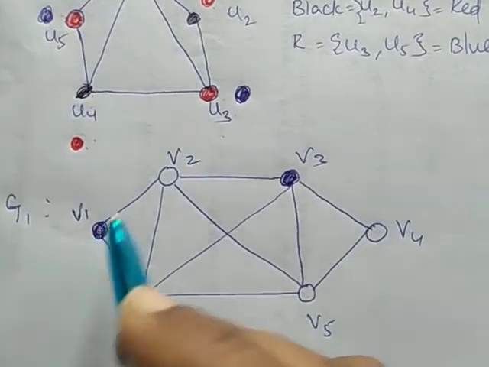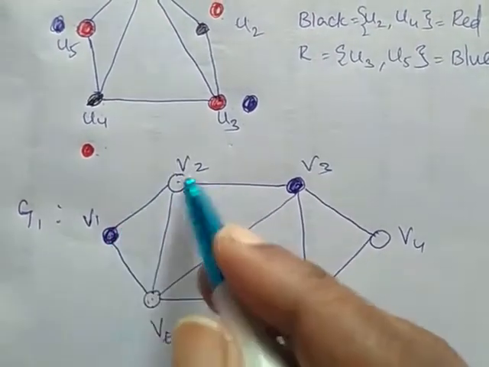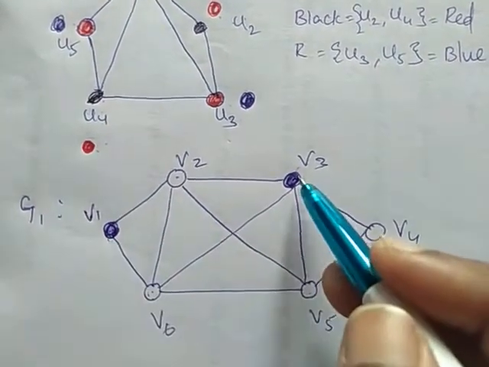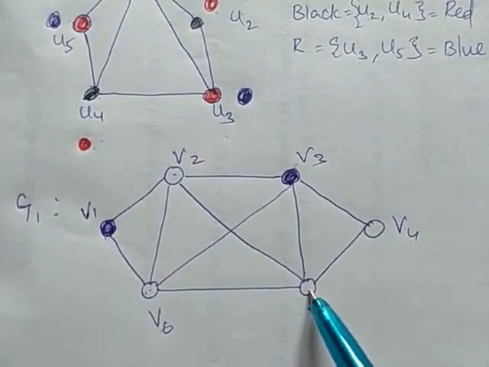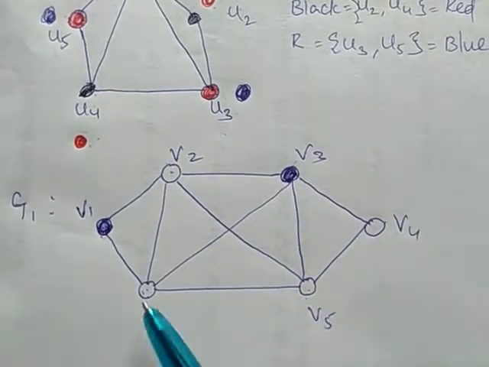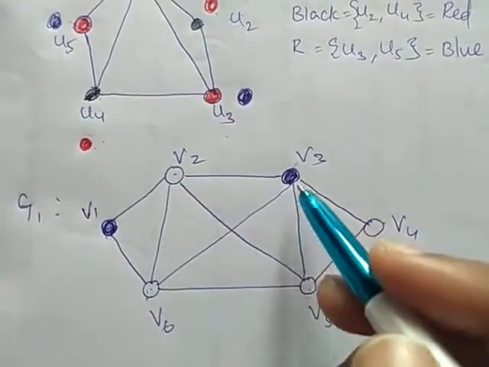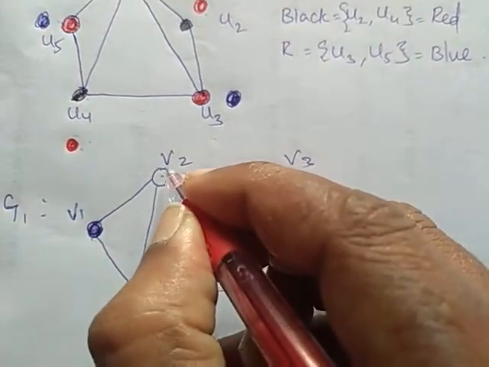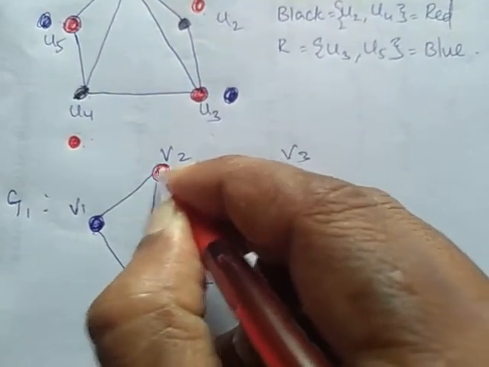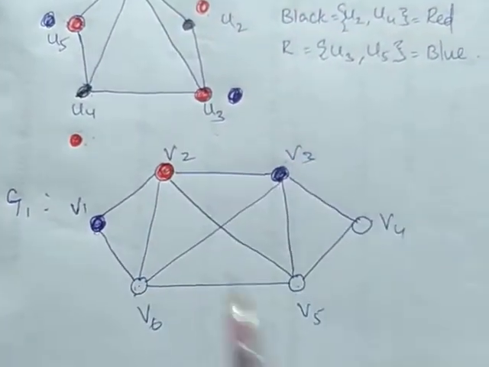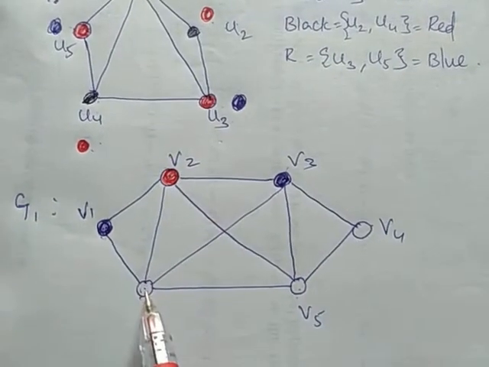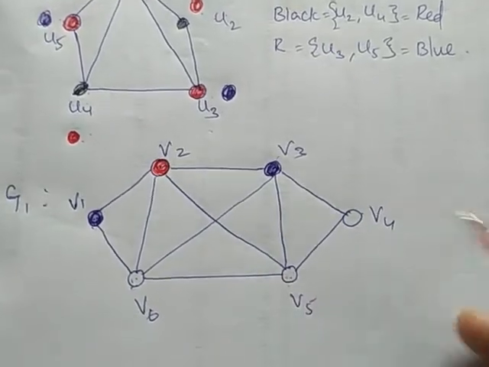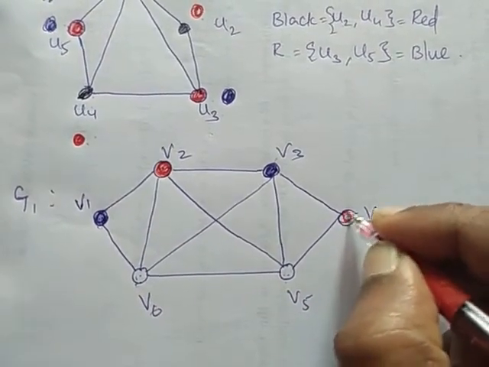I'm taking blue color here. V2 and V6 are adjacent to this, so this should be some other color. And V3 is not adjacent to V1, so I'm taking blue color again. V5 and V4, V6 are adjacent, and therefore I cannot take blue again. Now I'm going to color V2 using red. This is adjacent to V2, so I cannot take red here. This is also adjacent to V2, I cannot take red here. So I'll take V4 as red.